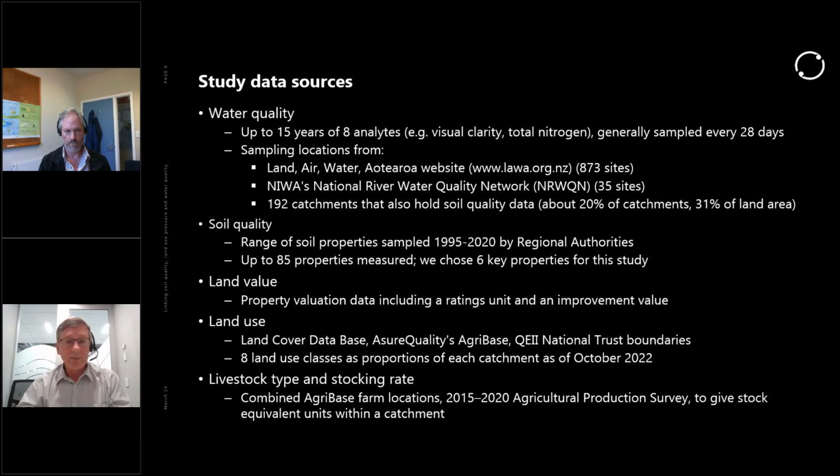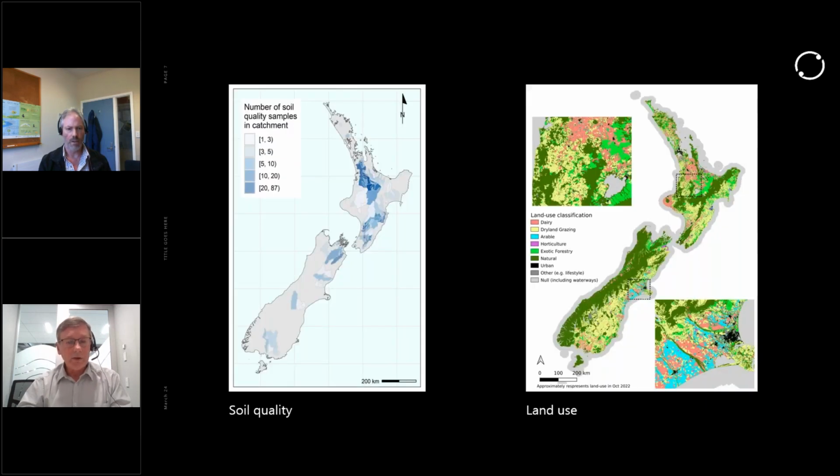On the next slide, on the left, you can see an example of the catchments that we use. These are a subset of all of the catchments. Here, the catchments are coloured by the number of soil quality samples that are available, which vary from very small number to quite large numbers, up to about 86 per catchment. And on the right-hand side, you can see an indication of the revised land use classification that we used.